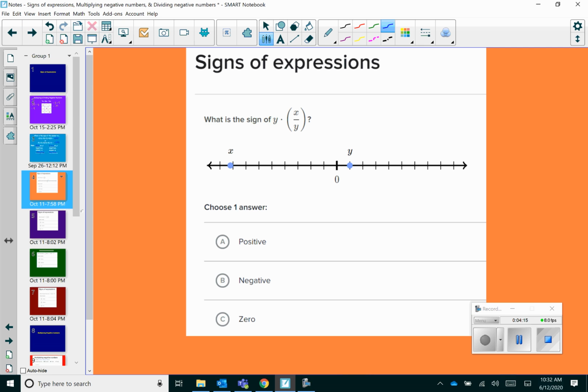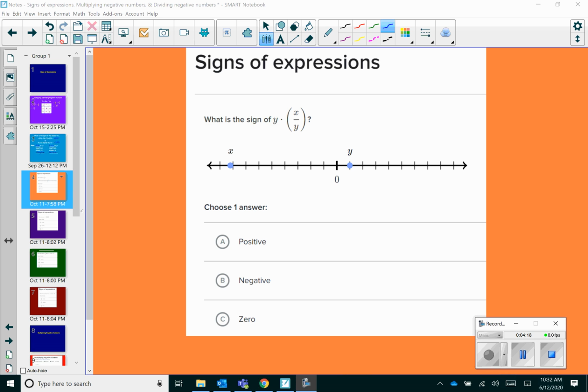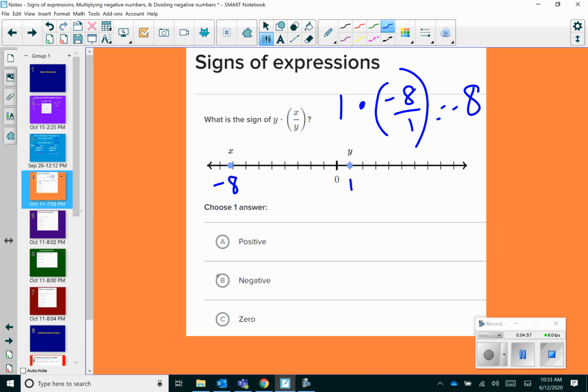So now that we know the little tricks for multiplying and dividing, let's go ahead and try some of these problems. So the first skill of the unit is called signs of expressions. As we can see, our X is at approximately -8 on our number line. And then our Y is at approximately a +1. So if I were to use this expression, y times x divided by y, well, I would plug in 1 times -8 over 1. And then we know order of operations tells us to do parentheses first. I've got a -8 divided by 1, which is -8. And -8 times 1 is -8. So that would give me a negative answer.